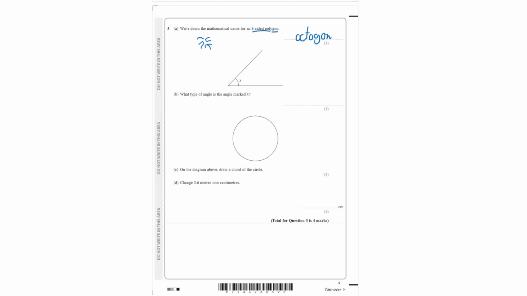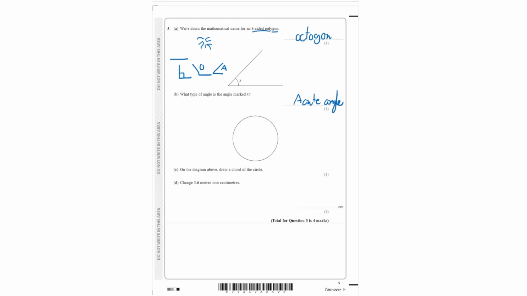What type of angle is marked as x? When we have a straight line, that's 180 degrees. When we have 90 degrees, it is a right angle. Greater than 90 degrees is obtuse, and less than 90 degrees is acute. So we simply write here acute angle.